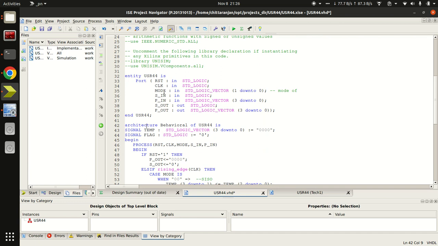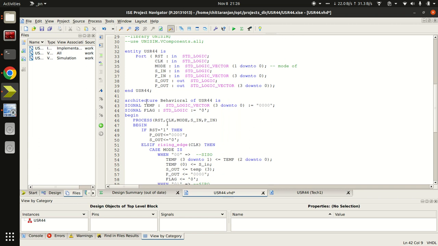Clock is the clock pulse. Mode, we will select its input type, that is 00, 01. Accordingly we will select SISO, SIPO, etc. operation mode. Then in architecture we have declared a temporary variable, 3 down to 0, which is initially set to 0, and a flag which is also initially 0.